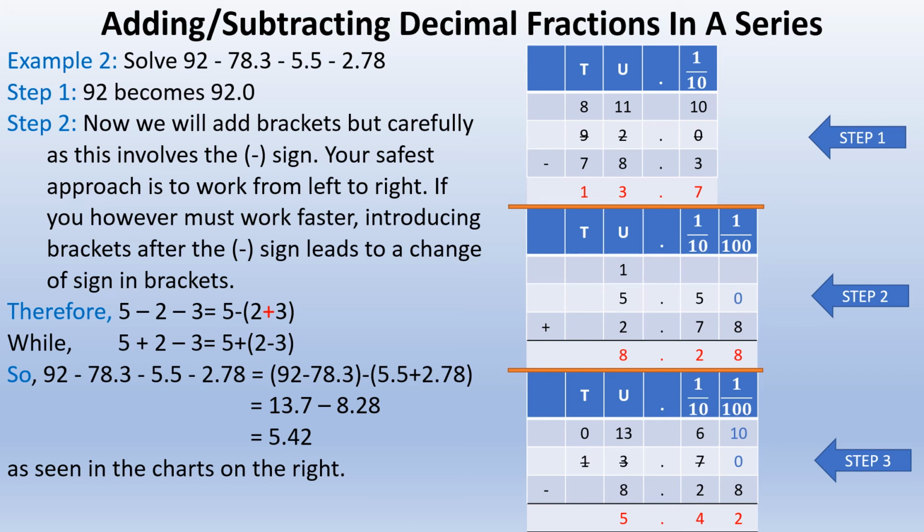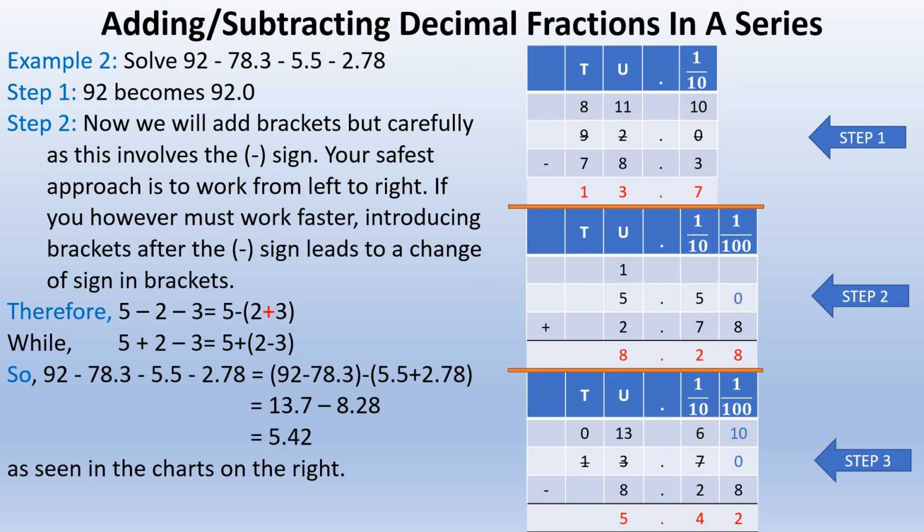All right. Now, let's go back to the problem we had. So we have 92 minus 78.3 to be dealt with first, minus open brackets 5.5 plus 2.78. So just like we did in the last two examples, 92.0 minus 78.3, and the result is going to be 13.7.